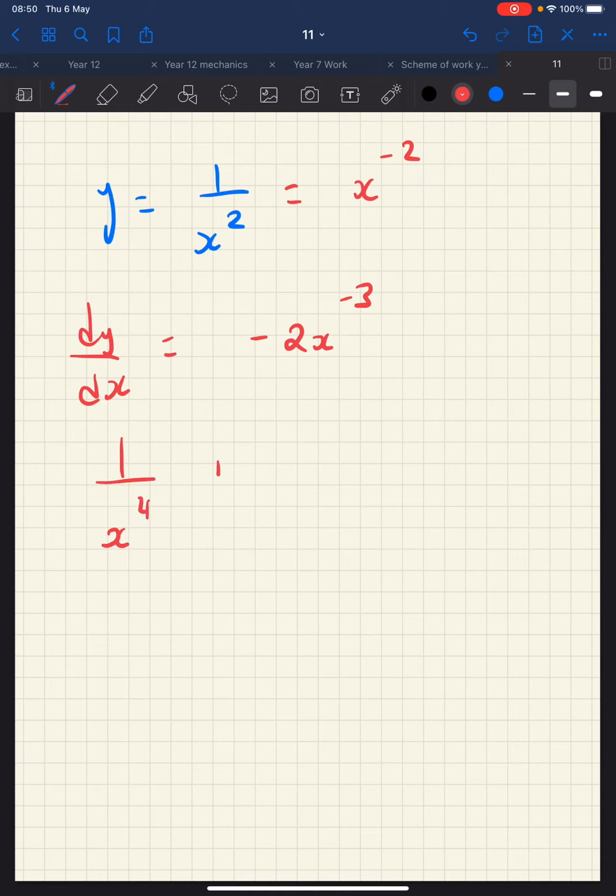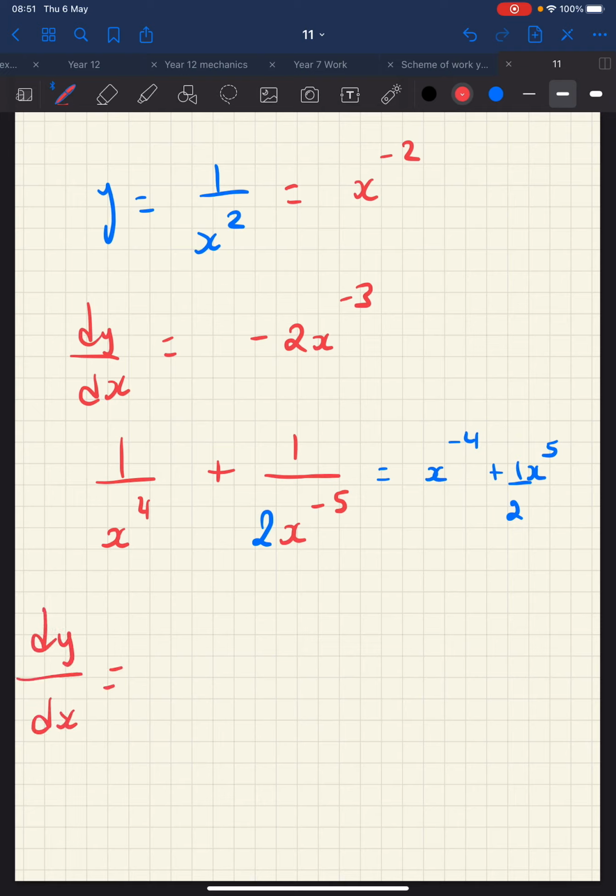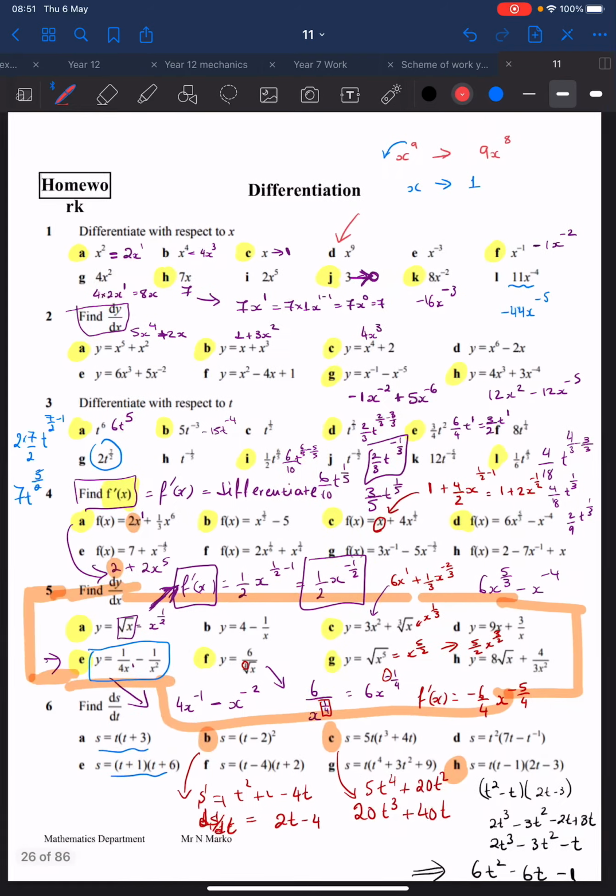Exactly the same if it was a larger question. So if you had, say for example this, or let's make it a bit harder, let's have 2x minus 5. So first of all, this becomes x to the power of minus 4 plus 1/2 x to the power of 5, and I've got to differentiate this, so dy over dx would be equal to minus 4x to the power of minus 5 plus 1/2 times 5x to the power of 4, so therefore minus 4x to the power of minus 5 plus 5 over 2 x to the power of 4. So that'll be the plain simple differentiation.